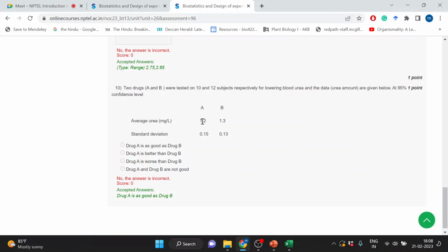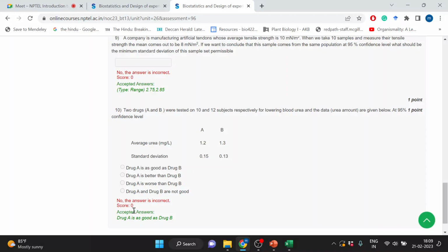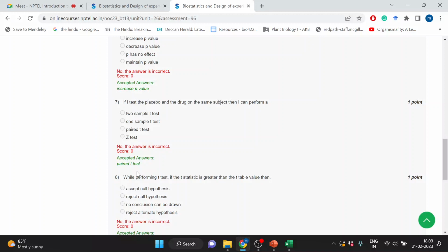So here you just need to do a t-test. Simple t-test, mu1 minus mu2 divided by the pooled standard deviation. You have been given the number of subjects also. So just a two sample t-test and that should give you the answer, which is that drug A is as good as drug B. I have not calculated this, but I'm assuming the answer is an option thing. Which one did you have a problem with?